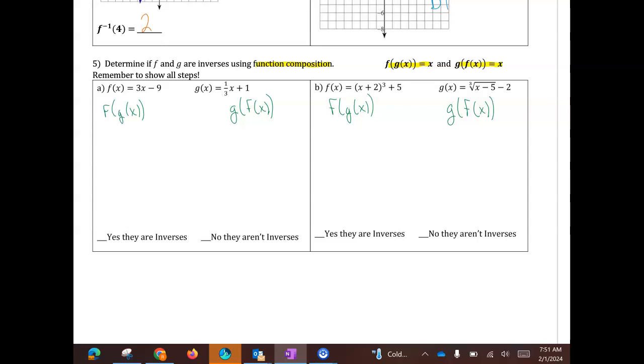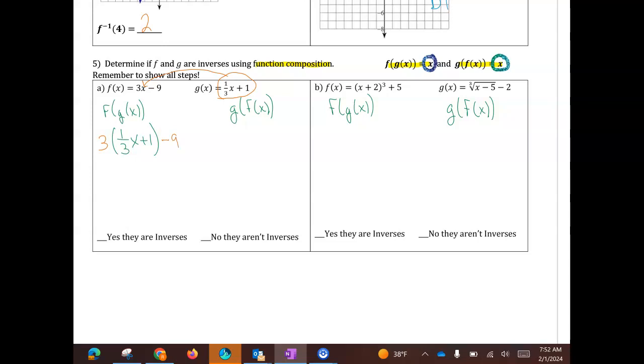Okay, my goal is to take G, put it into F, and F, put it into G, and simplify it. And the goal when I simplify is to get to X. If I don't get to X, then no, they are not functions of each other. So in the first one, G is going to go right here into F, right there. So I'll still have the 3, but in for X will go this. And then I'll still have the -9.